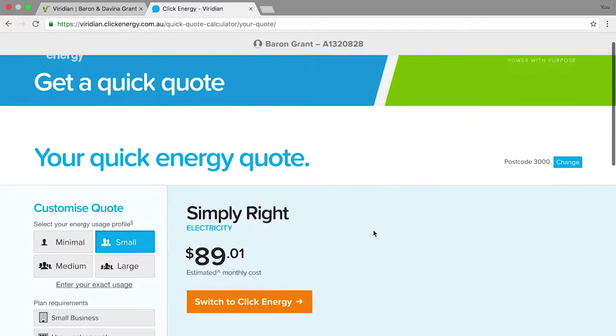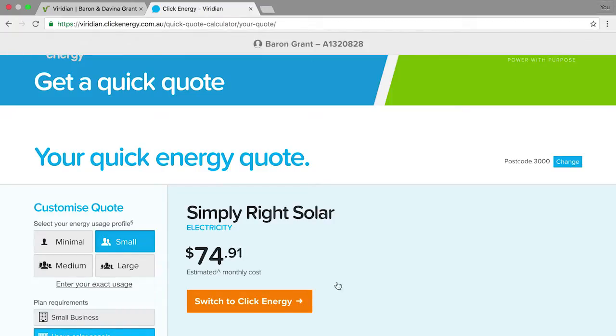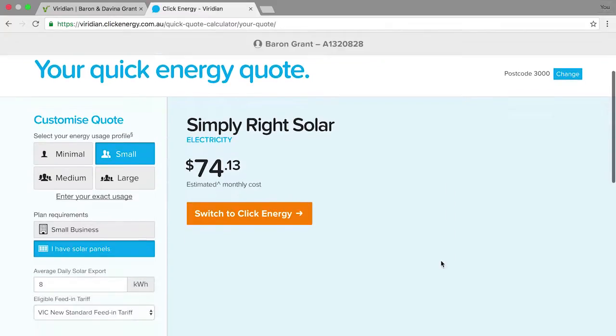Now, when a customer has solar, we must make sure that we select this button here, I have solar panels. That will then bring up these two new fields here. The first one is very easy. That is the average daily solar export of a customer. So when looking at a bill for a customer that has solar panels, you will be able to identify exactly how many kilowatts of electricity they fed back into the grid.